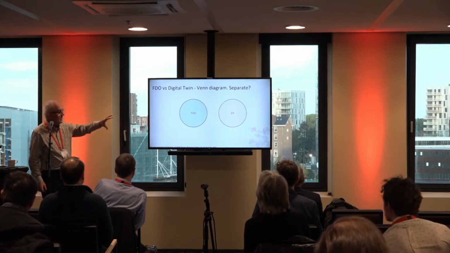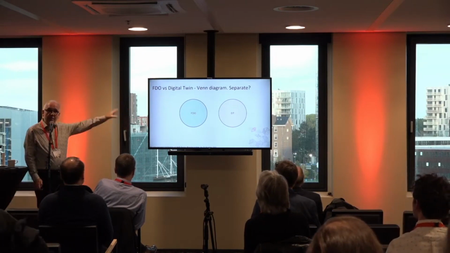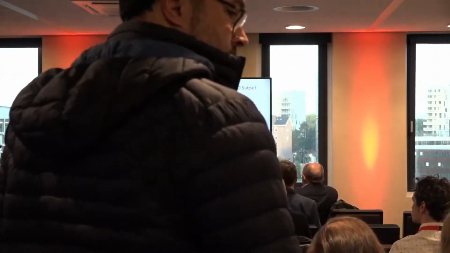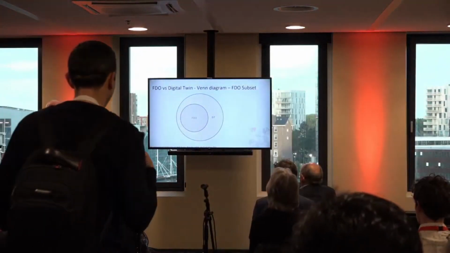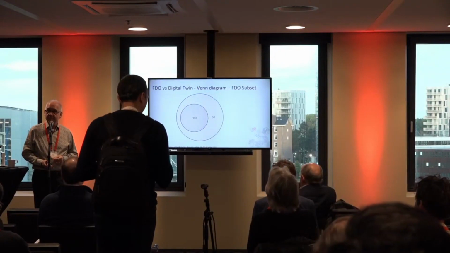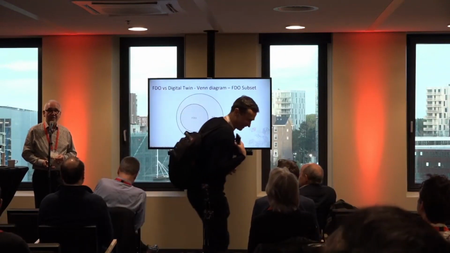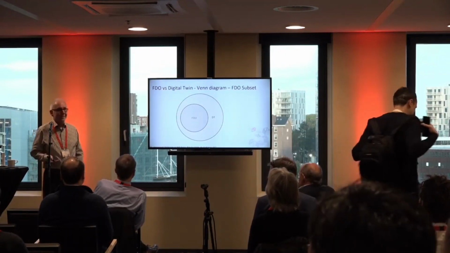So here's the question. Are digital twins and FDOs separate like that? Are they completely different? Do they overlap like this? Or, bold assertion, is an FDO a subset of a digital twin? Okay, bold assertion, 9 o'clock in the morning.